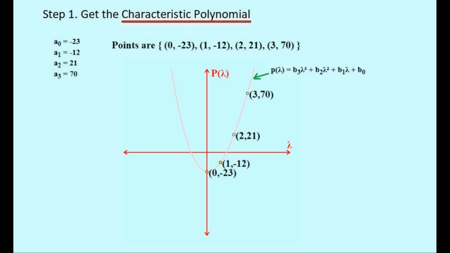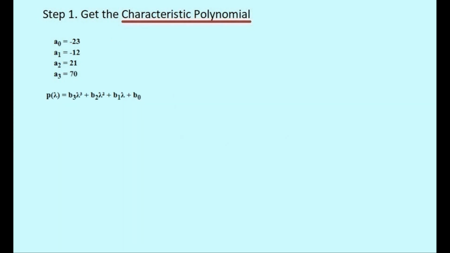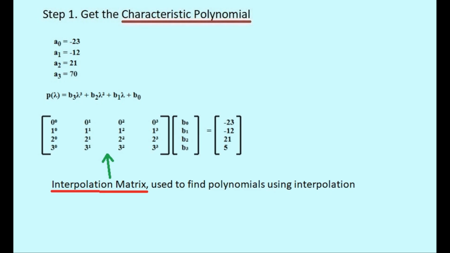So now we have 4 points on the line to find the characteristic polynomial, which can be found exactly, because we need 4 points to find it. We need to find the polynomial's coefficients, which we'll call b0, b1, b2 and b3. So we'll create a polynomial interpolation matrix so as to find it, and this is what it looks like.